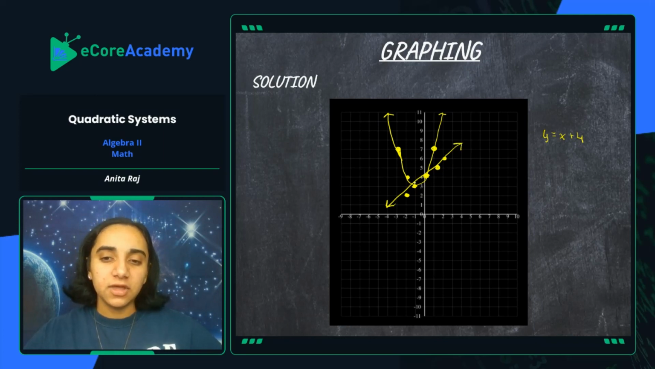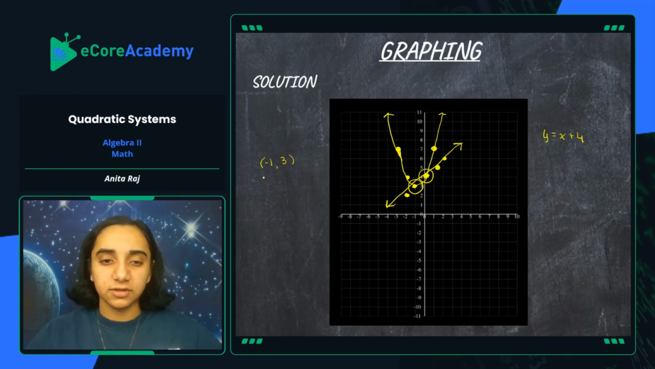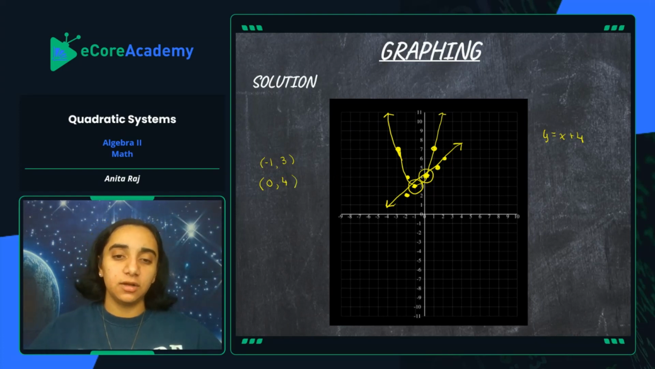And you'll see that this line intersects the parabola right here at its vertex and right here. So the two solutions would be the vertex, which is (-1, 3), and then the second solution would be the y-intercept of the linear equation and also of the parabola, which is (0, 4). So these two would be the solutions to this linear quadratic system.